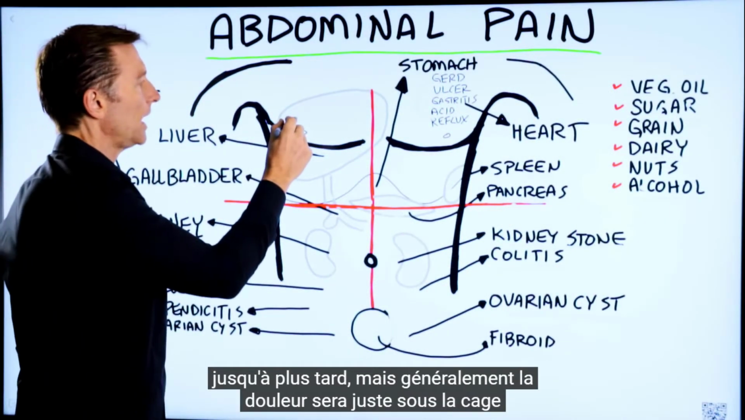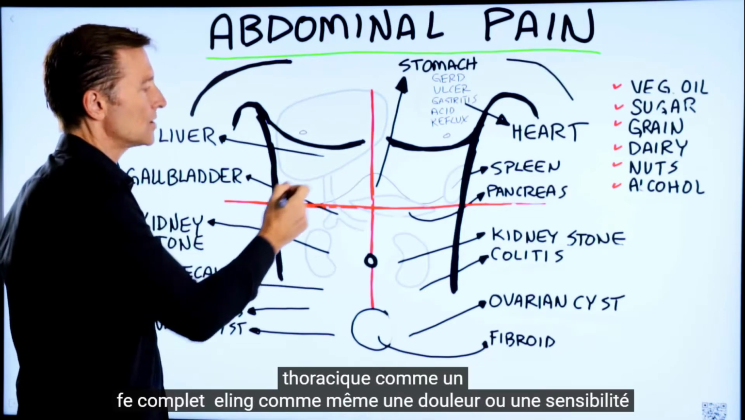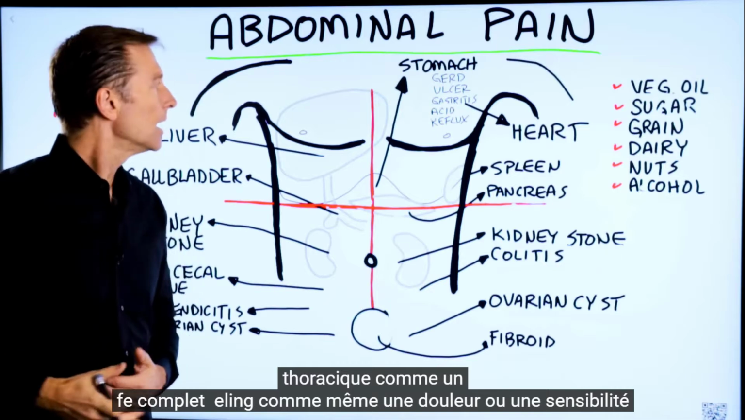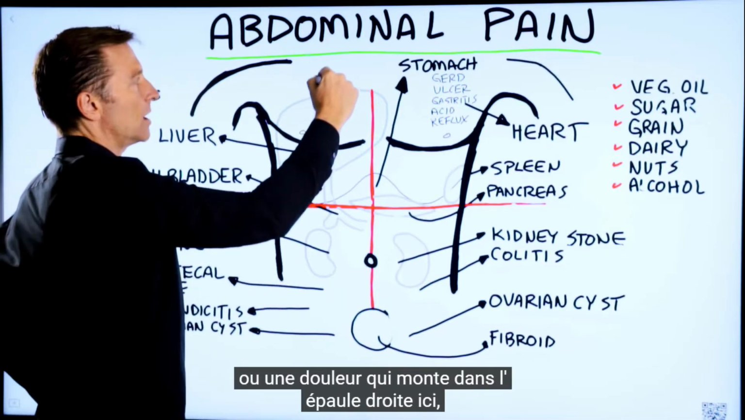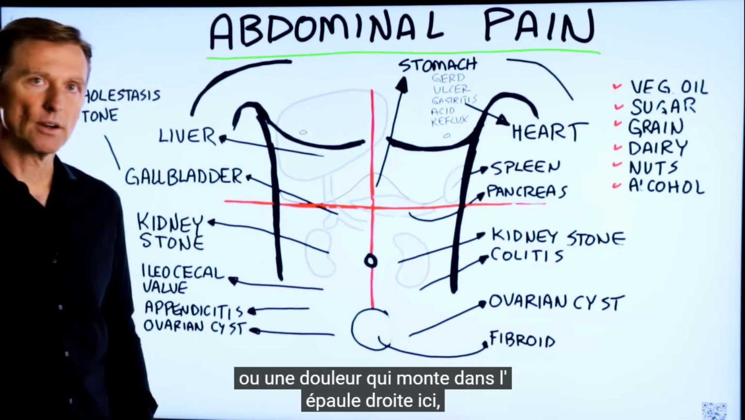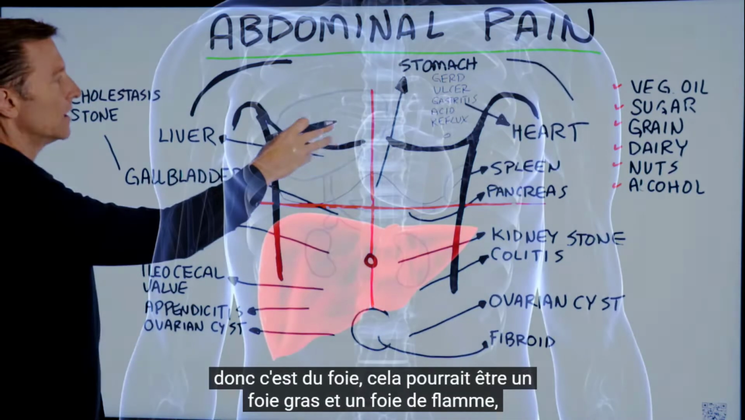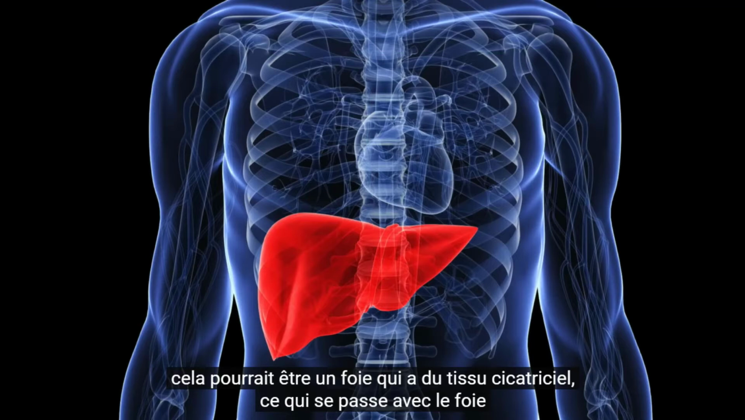But usually the pain will be right underneath the rib cage, like a full feeling, or even a pain or tenderness, or pain that shoots up into the right shoulder right here. So that's liver. It could be a fatty liver, inflamed liver. It could be a liver that has scar tissue.